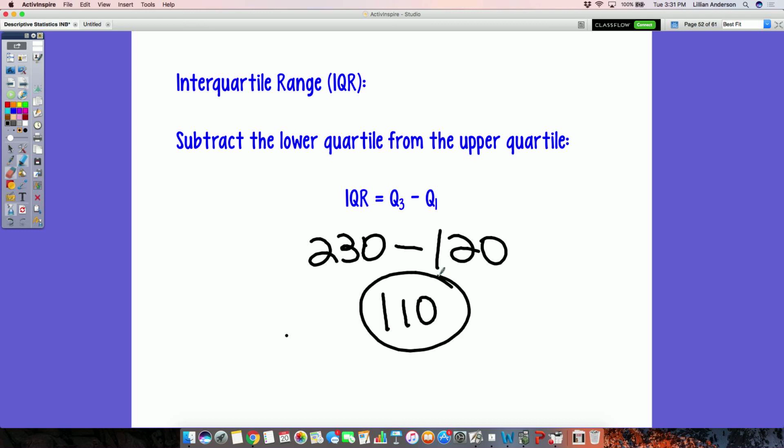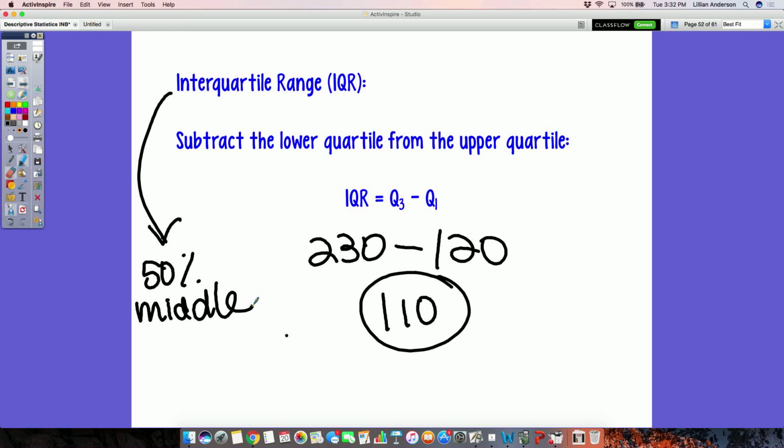Now, the interquartile range basically tells me that 110 pieces of my data lie within the interquartile range, which is the middle 50%. The middle 50% of my data is going to lie in between 120 and 230, which is about 110 parked cars. And that's how we interpret cumulative frequency curves.